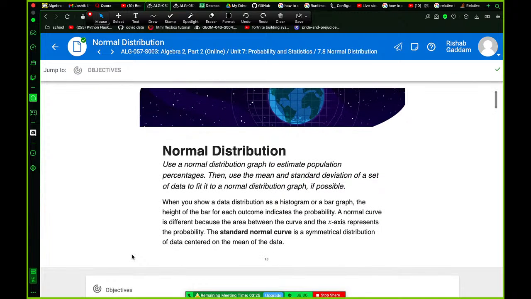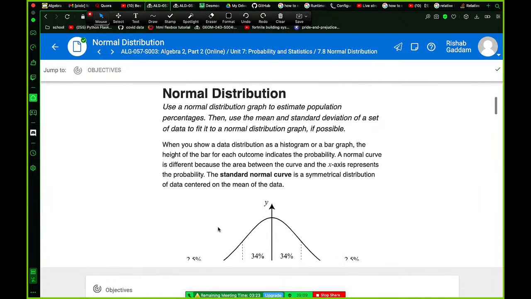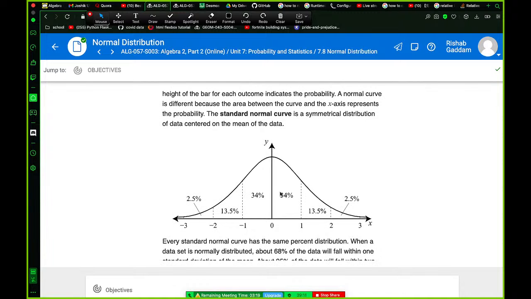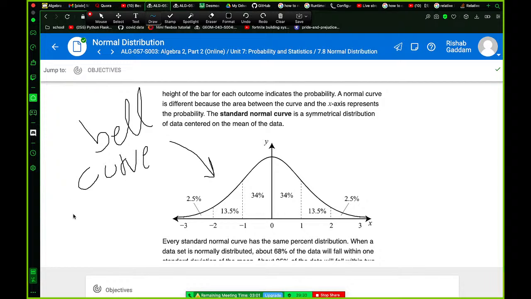So normal distribution. This is basically what a normal distribution looks like. This is called a normal distribution, or a bell curve. It's called a bell curve because obviously it looks like a bell. This is how a normal distribution graph looks.